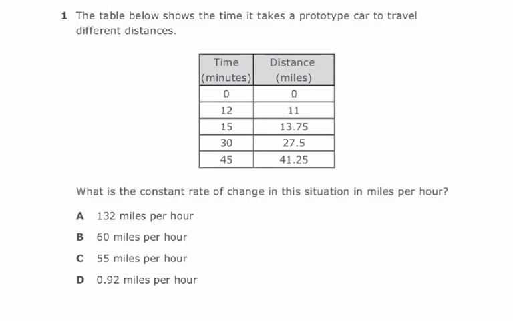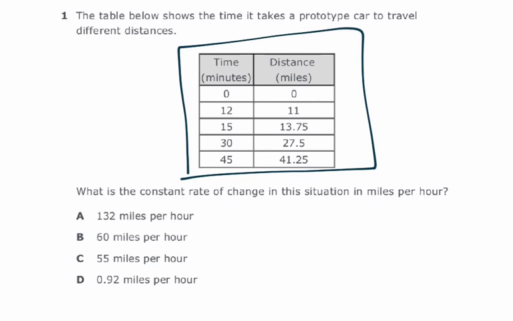Okay, tricky question here. It says the table below shows the time it takes a prototype car to travel different distances. We get the table right here. And then it says, what is the constant rate of change in this situation in miles per hour? That's very important, miles per hour, and I'll show you why. So we need to figure out what the pattern is here, like what's happening from our time to distance each time, and that'll tell us what the constant rate of change is.